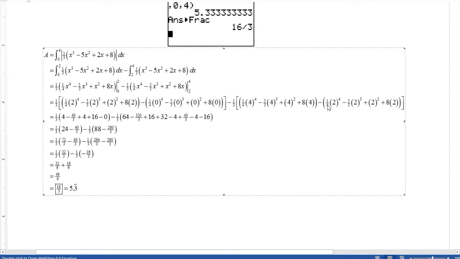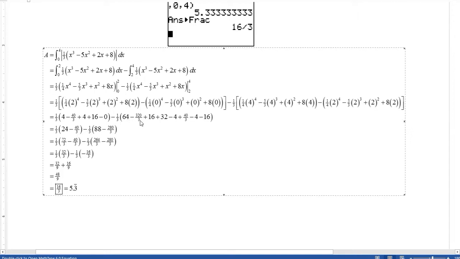2 to the 4th is 16, divided by 4 is 4, but then it's positive 4, but then that negative right there makes it minus 4. 2 cubed is 8, times negative 5 is negative 40 over 3, but that negative makes it plus 40 over 3 right here. Then I got 2 squared is 4, positive, but that negative there makes it negative 4. 2 times 8 is positive 16, but that negative makes it negative 16. So combining here, 4 plus 4 is 8, plus 16 is 24, minus 40/3.